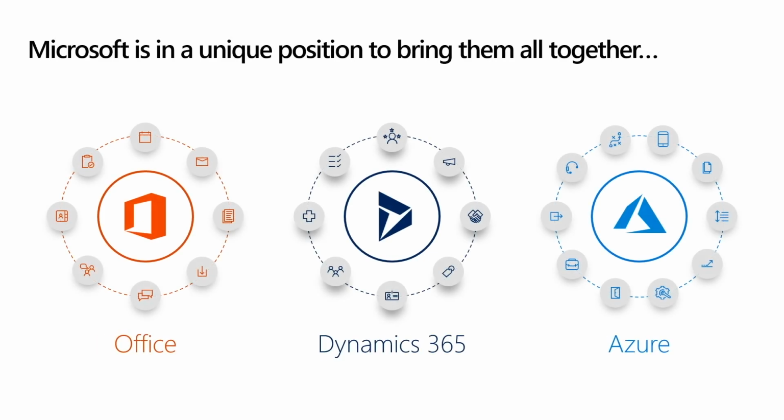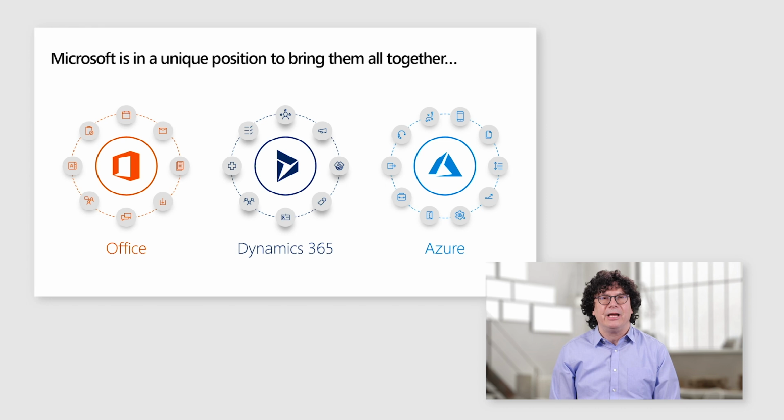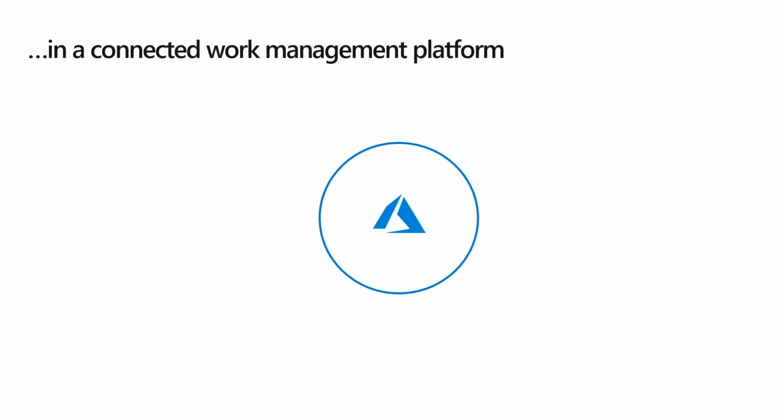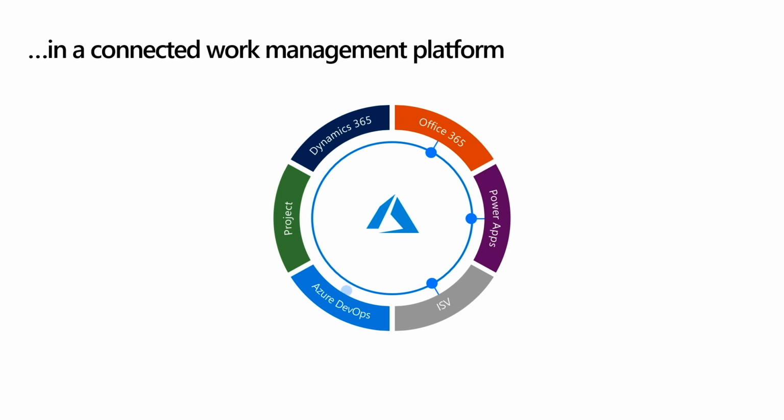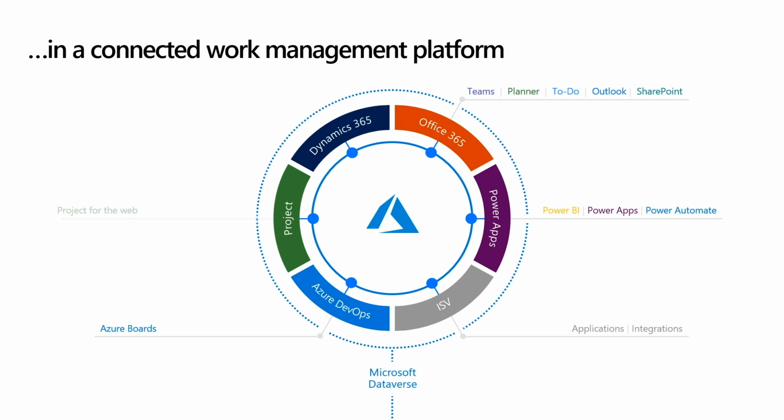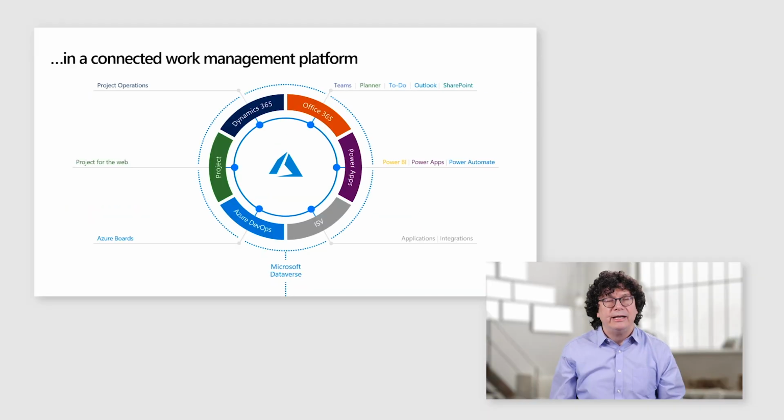At Microsoft, we're excited because we believe we're in a unique position to help our customers bring all their project management data together across the Microsoft platform in a single connected work management platform that brings together all of these Microsoft services and the capabilities that the services provide. Now, as Heather will show you in her upcoming demo, Project for the Web is built on Office groups, and so it is natively integrated with Office 365. And this brings in Teams, Planner, To-Do, Outlook, SharePoint, and more.